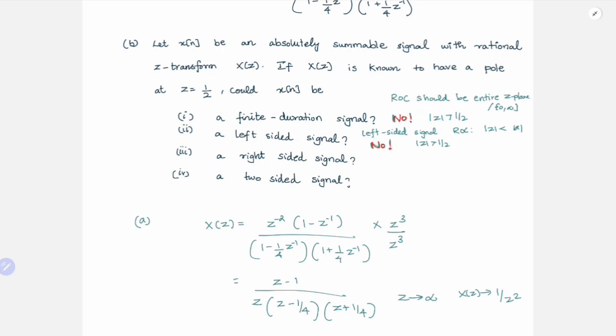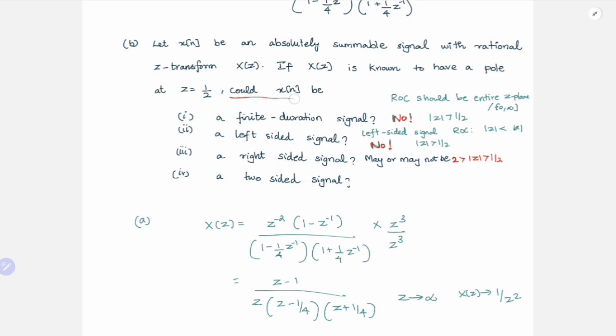Is it a right-sided signal? So it may or may not be, right? May or may not be. Why? Because your mod z is greater than half. It can be constrained by mod z less than 2. The only thing is it should contain the unit circle. So otherwise, if it is constrained by between 1 by 2 and 2, then it is not a right-sided signal. It can be a two-sided signal.